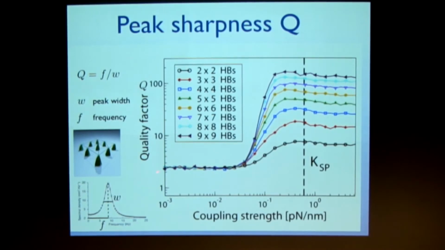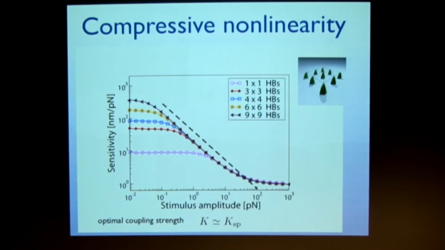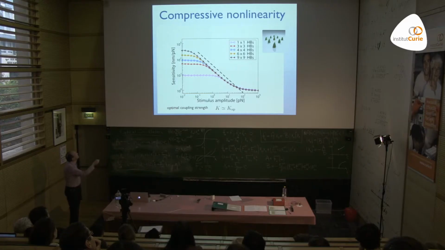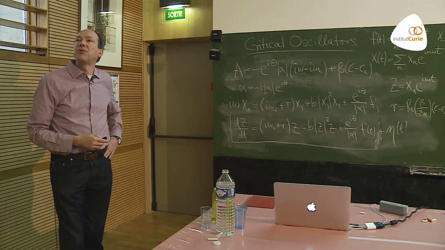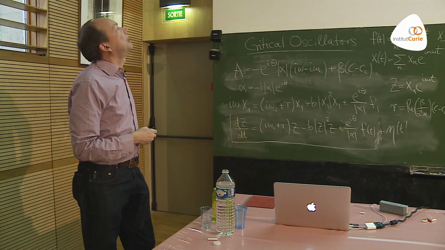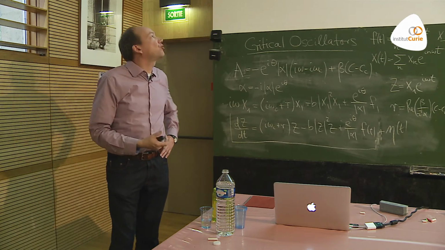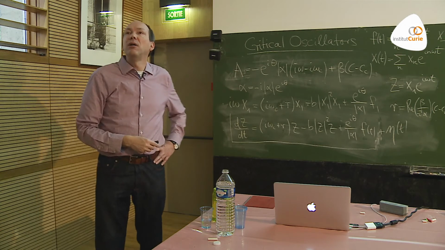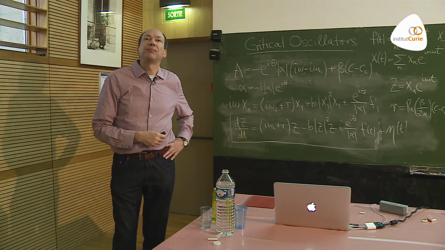So here we see how this sharpness of the spectra depends on coupling strength, for different groups of coupled hair bundles. So here these are 4 hair bundles, these are 9 hair bundles. This will be the single one. And this shows then the sensitivity as a function of stimulus for different groups of coupled hair bundles, showing that one can increase quite significantly this amplification gain, but one needs also significant groups of hair bundles working together.